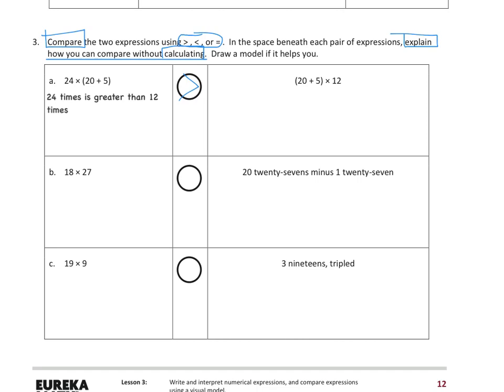So we have on the left-hand side 18 times 27. On the right-hand side, we have 20 27s minus 1 27. So think of it, 20 27s, take away 1 27. You're going to be left with 19 27s. That's the same thing as 19 times 27. So you can already see, as we're writing this down, the expression on the right is going to be greater than the one on the left. The one on the left is going to be less than the one on the right.